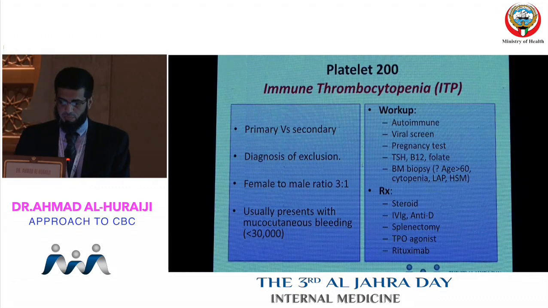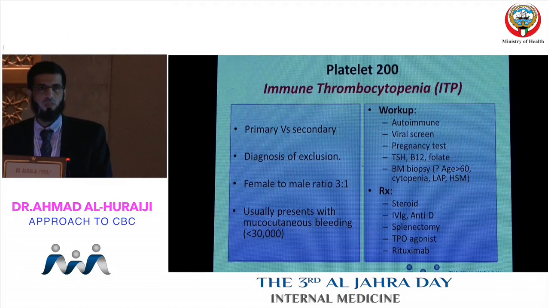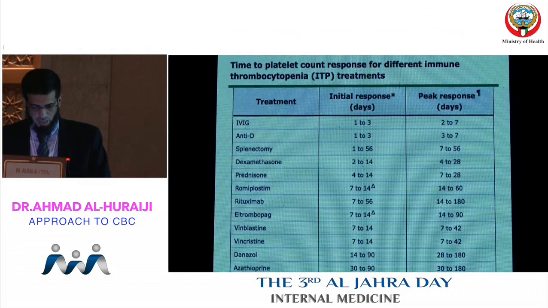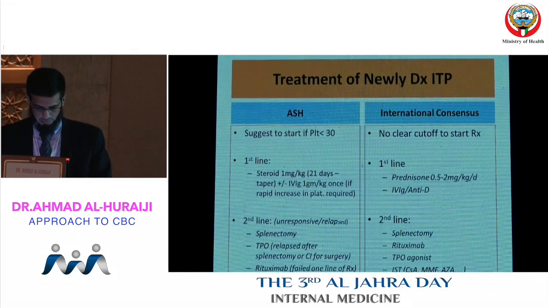ITP could be primary or secondary, and it's a diagnosis of exclusion with a female predominance. The symptoms start when the platelet count is less than 30 with mucocutaneous bleeding. As you can see, IVIG usually raises the platelet count within 24 to 48 hours. However, the effect is transient and is mostly used in patients who have severe life-threatening bleeding or before procedures.